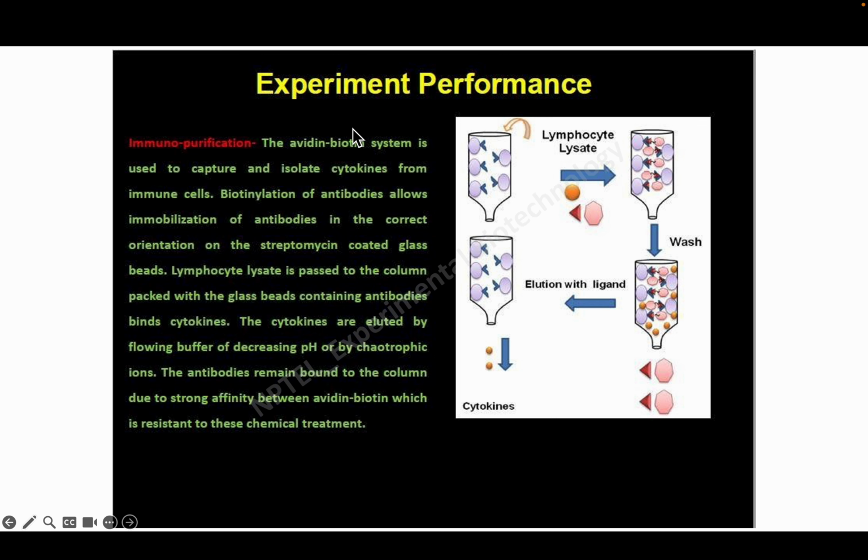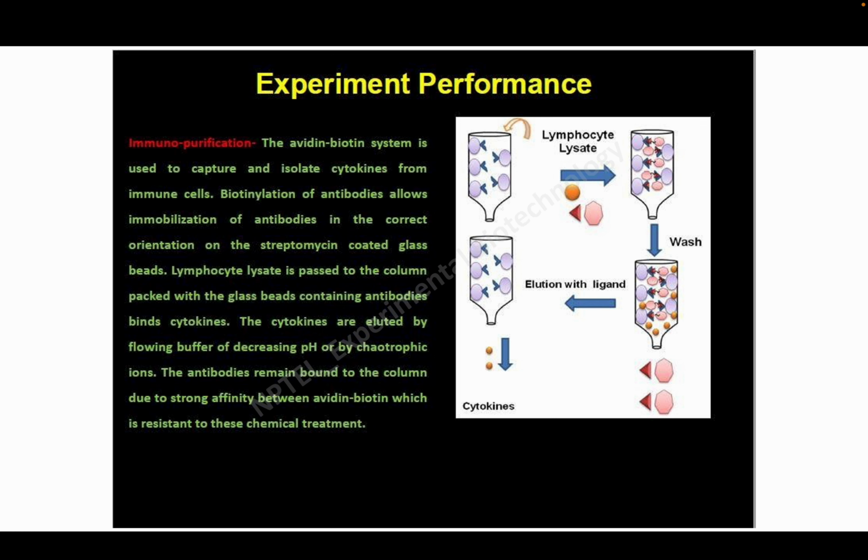So the avidin biotin system is used to capture and isolate cytokines from immune cells. Biotinylation of antibodies allows immobilization of antibodies in the correct orientation on the streptavidin coated glass beads. Lymphocyte lysate is passed to the column packed with the glass beads containing antibodies that bind cytokines. The cytokines are eluted by flowing buffer, decreasing pH, or by chaotropic ions. The antibodies remain bound to the column due to the strong affinity between avidin and biotin, which is resistant to this chemical treatment.